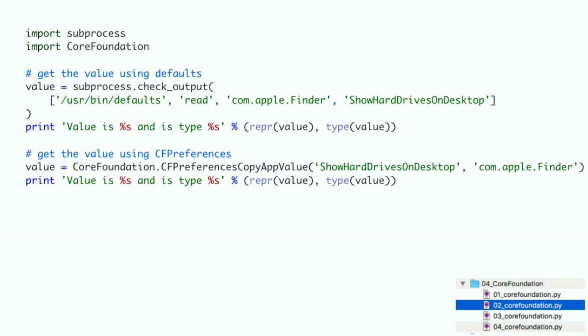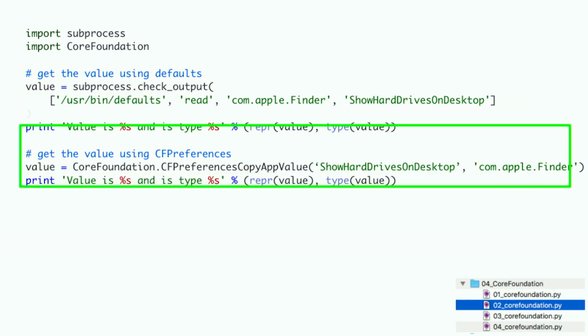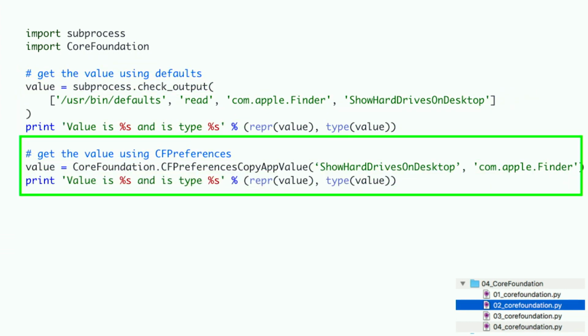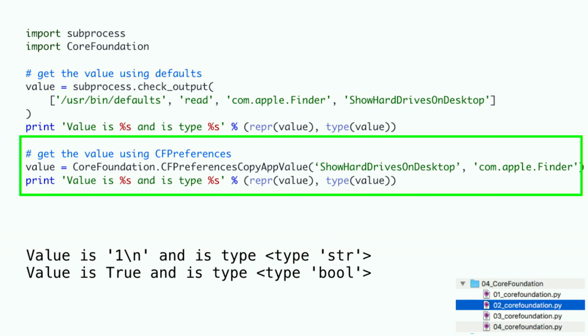So in this sample script, we're going to use subprocess to call defaults, read back what it returns, and we're going to print a representation of what it returns and its value, and its type. And we're then going to do the same thing with CF preferences. And again, we're going to print a representation of the value and the type that is returned. And if we run that, we find that defaults returns a string. And the string is 1 and a carriage return, whereas CF preferences returned a Boolean, True. So you think, well, that's not that big a deal. I can convert that 1 to a Boolean value, not a big deal.